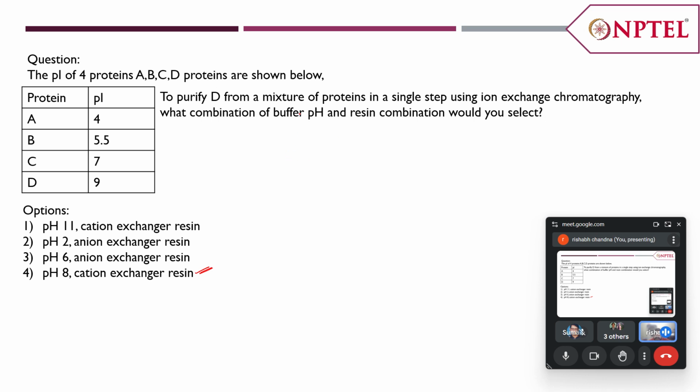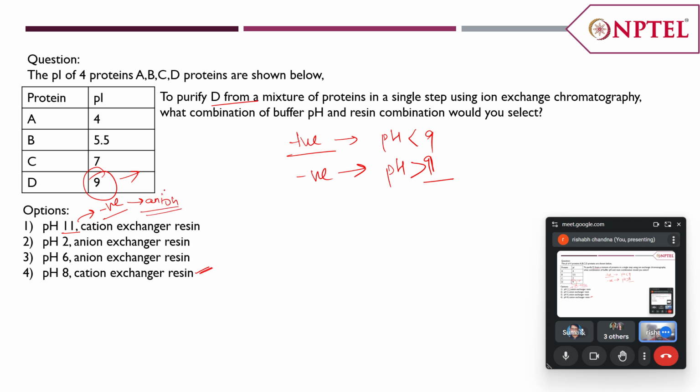So as we studied last time in the last question itself, if we have to separate protein D that has a pI of 9, then to make it a positively charged protein, we need a pH that is less than 9. And to make it a negatively charged protein, we need a pH that is greater than 9. Okay, so now we'll see the options. If we have a pH of 11, that means the protein will be negatively charged. So if that is a negatively charged protein, then we'll be able to use anion exchange chromatography, or anion exchanger resin. So the first option is wrong.